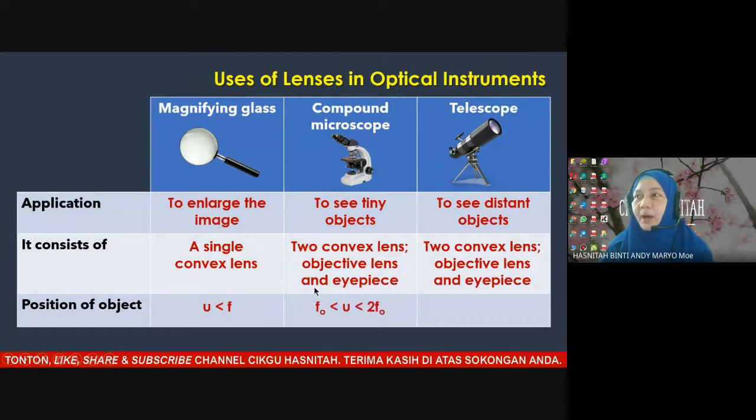While for the compound microscope, we place the object in between the focal length and double the focal length of the objective lens. And for the telescope, the object is at infinity. We don't know the exact distance because it is very far away, so we say the object distance is at infinity.